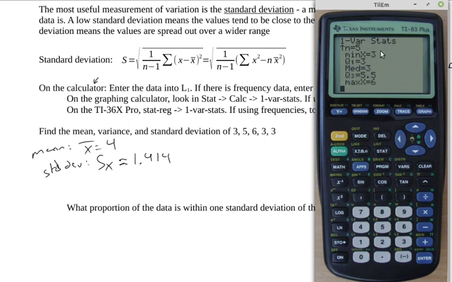All right. So if you scroll down a little bit more, I just press the up and down arrows to move around in here. You can see there's n, if we wanted that, and there's also the min x and the max x. This is the smallest value and the largest value. You can use those for finding your range, and you can see right here is the median. So there's our median.